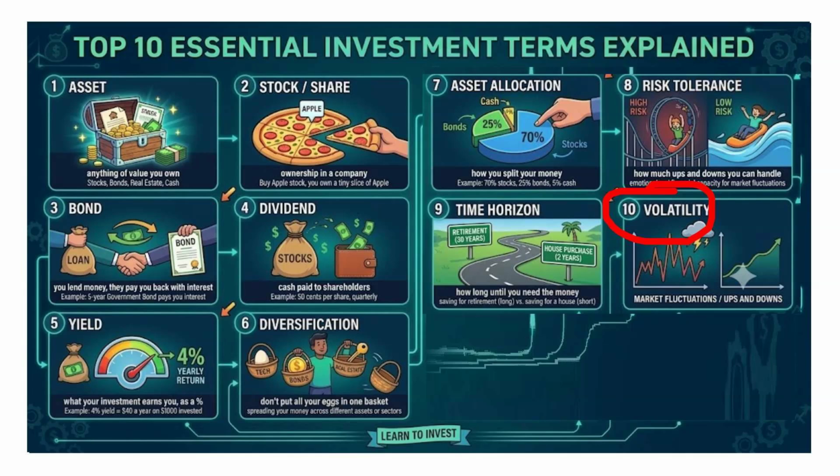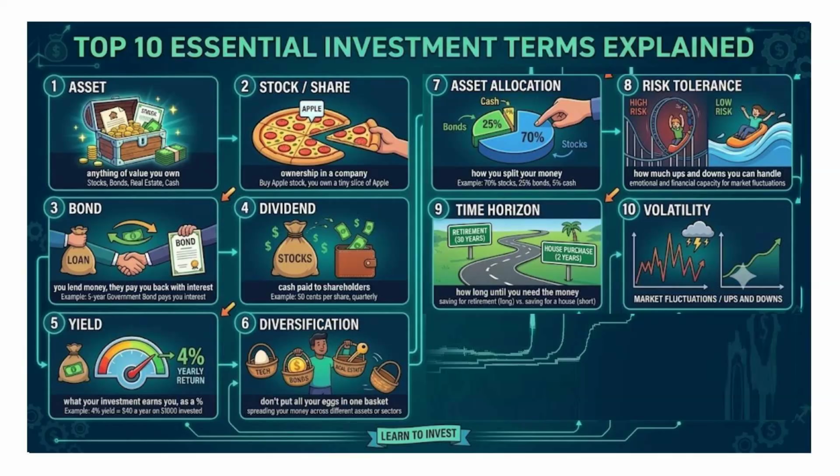And last, volatility. Volatility is how much an investment's price moves up and down over time. Example, crypto is extremely volatile. A basic savings account is not. Asset, stock, bond, dividend, yield, diversification, asset allocation, risk tolerance, time horizon, and volatility. 10 words, and now you actually know what they mean.